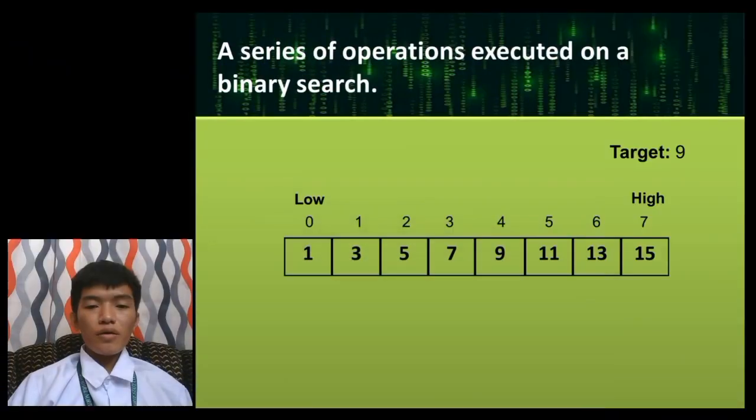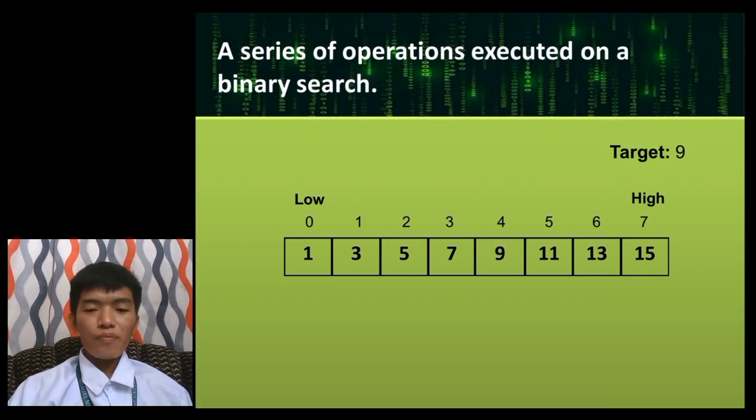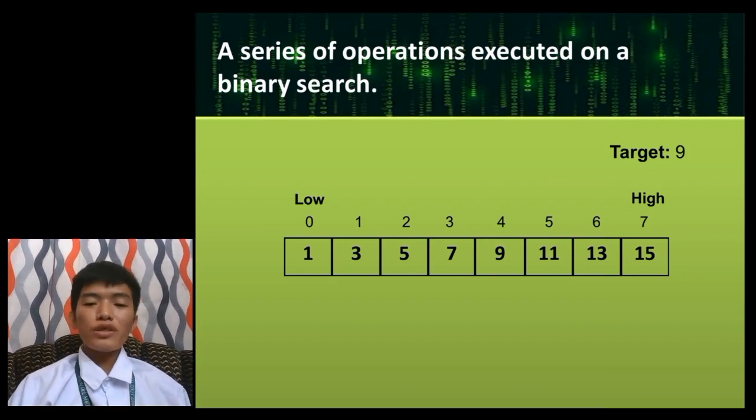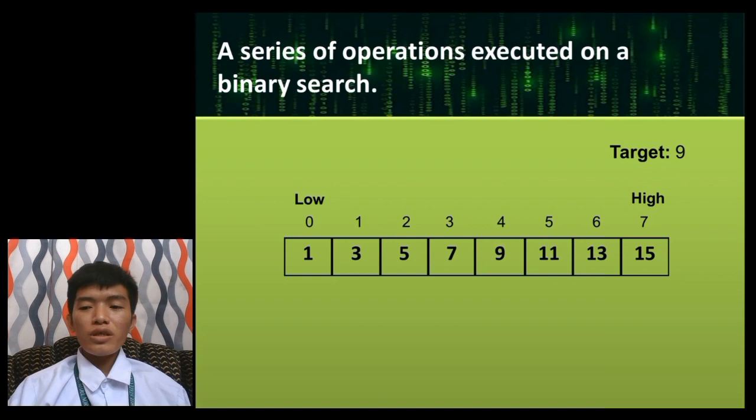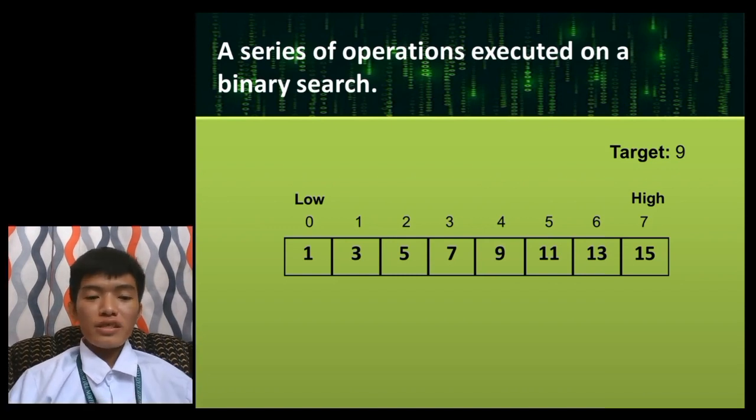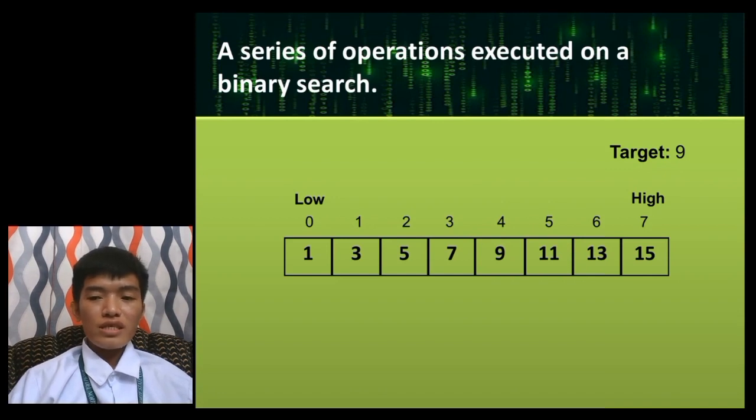So let's talk about a series of operations executed on a binary search algorithm. Suppose we are given a sorted array of integers, which is 1, 3, 5, 7, 9, 11, 13, and 15. Our target value to find is 9. So let us see how to get our target value. To make this topic understandable, let's solve this until the target value is found.